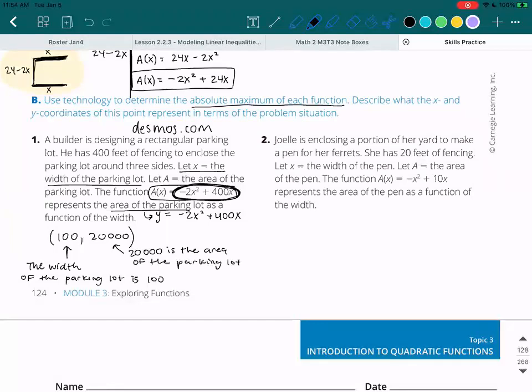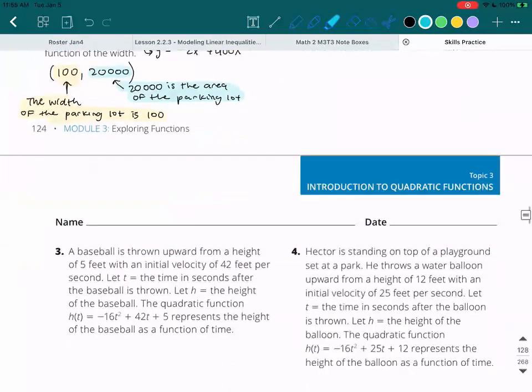So once again, x, they told us what x was. I guess I can highlight it. X was the width of the parking lot, so that's this one. And then as for the y, it's what they tell us the equation represents. So if they said A is the area of the parking lot, then 20,000 is the area of the parking lot. I'm going to pause here and see if you guys have any questions. And let's do the next one.